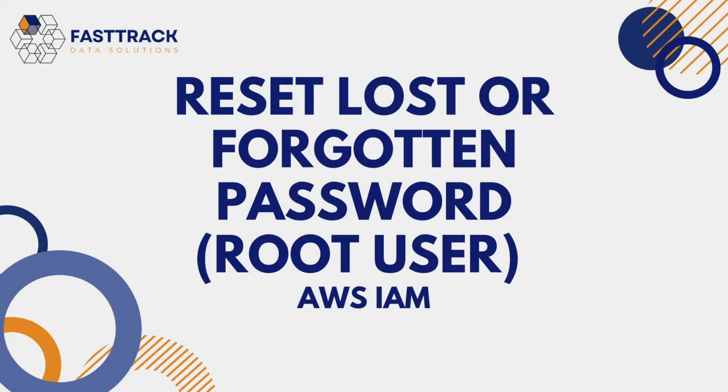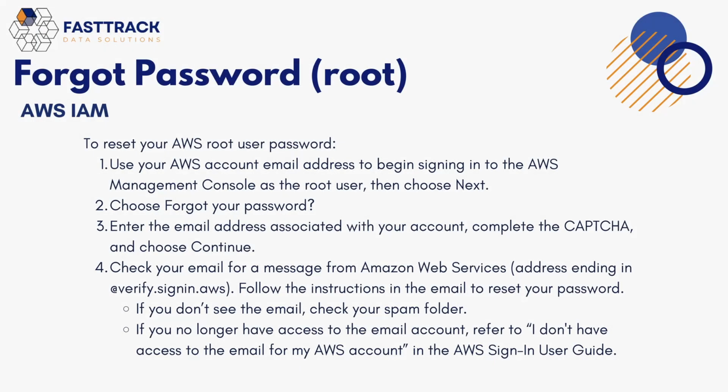Next is Reset Lost or Forgotten Password for root user. To reset the AWS root user password, start by signing in to the AWS Management Console using your account's email address. On the sign-in page, select Forgot Your Password. Then enter the registered email address and complete the CAPTCHA. AWS will send a verification email. Follow the instructions in that message to create a new password. If you don't see the email, or if you no longer have access to the registered email, refer to the AWS Sign-In User Guide for account recovery steps.